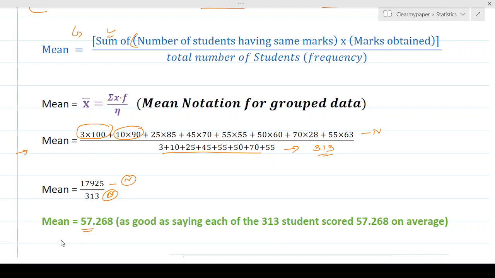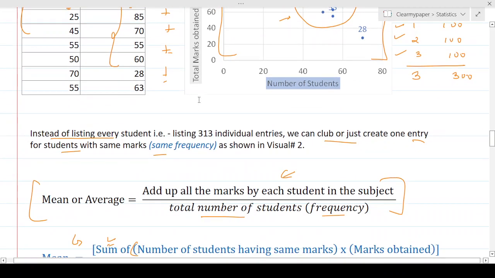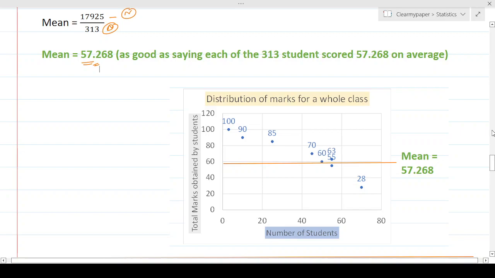So again, the same thing. Instead of having a different variety of marks, each one having different marks, on an average, if someone is saying, hey, what is the average mark of this class on this subject? The average mark is 57.268. And what it means is, if you see from this graph, all this blue one are the individual marks of the students. But if I'm talking about average, this orange bar over here, mean is equal to 57.268.